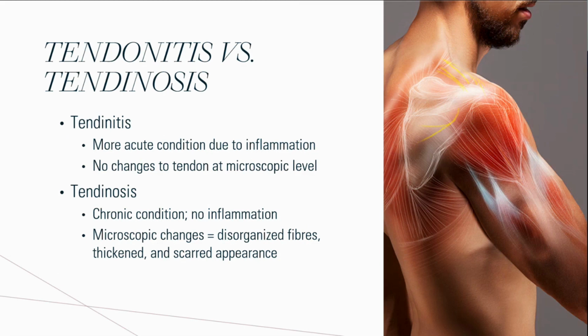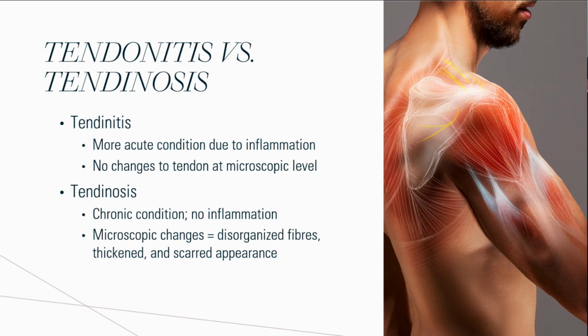When I talk about tendinitis or tendinosis, these are 2 different conditions. One doesn't necessarily lead into the other. Tendinitis is more of an acute condition. You see a lot more inflammation involved with this one. So if we were to look at the tendons under a microscope when there's tendinitis, you wouldn't necessarily see any changes happening to the tendon at that microscopic level. The tendon as a whole is just inflamed and irritated.